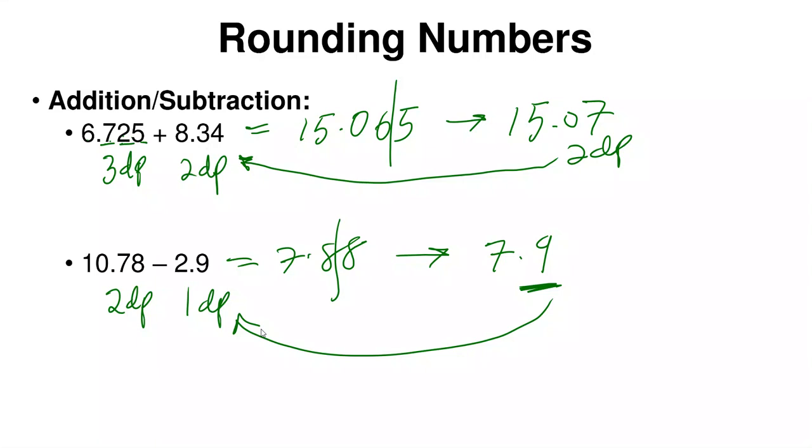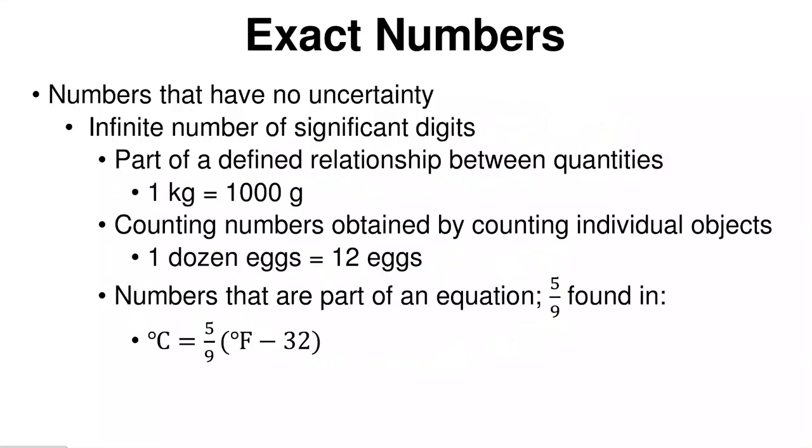We now get to the next concept we're going to be talking about, which is exact numbers. Exact numbers are those numbers with no level of uncertainty. They're usually assumed to have an infinite number of significant digits, and therefore we don't even consider them. It is usually part of a defined relationship between quantities. If you say 1 kilogram is equal to 1,000 grams, that is just assumed to be an exact number, a definite number.